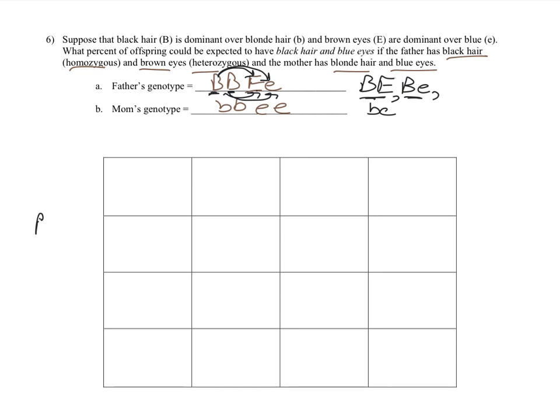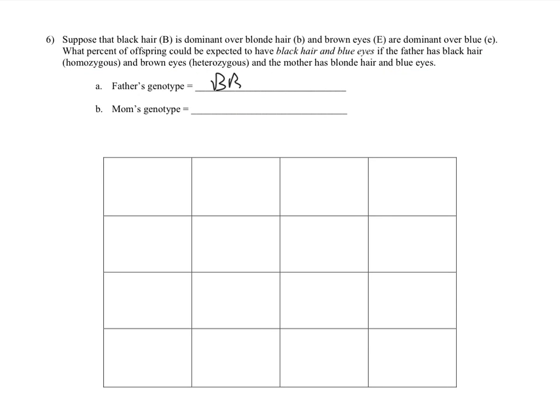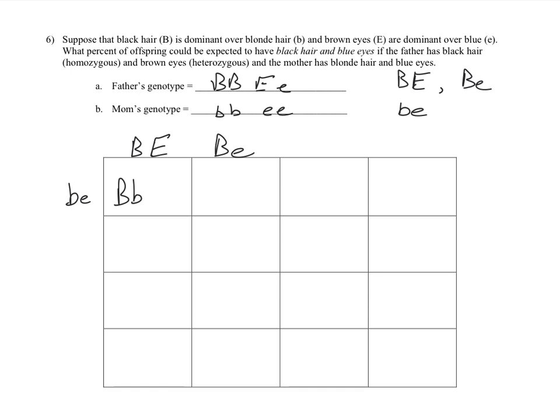So mom is little b, little b, little e, little e. And dad can only be one of two possibilities: big B, big E, or big B, little e. And mom can only give little b, little e. So there are only two possible offspring: big B, little b, and big E, little e, or big B, little b, and little e, little e.